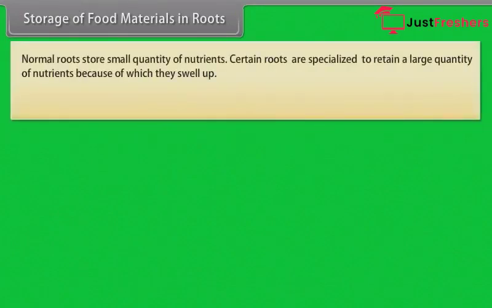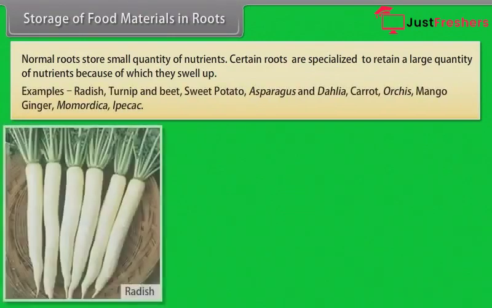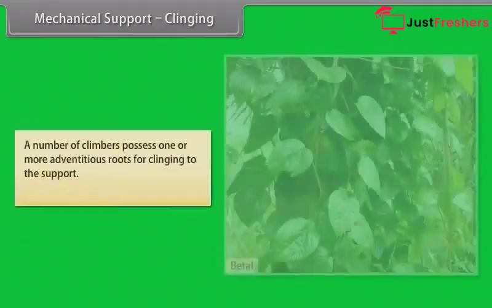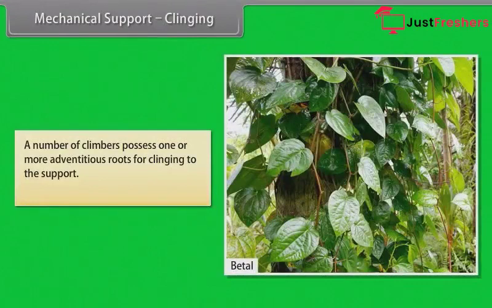Storage of food materials in roots. Normal roots store small quantity of nutrients. Certain roots are specialized to retain a large quantity of nutrients because of which they swell up. Examples, radish, turnip and beet, sweet potato, asparagus and dahlia, carrot, orchids, mango ginger, Momordica, ipecac. Mechanical support, clinging: a number of climbers possess one or more adventitious roots for clinging to the support. Examples: betel, Tecoma, ivy.